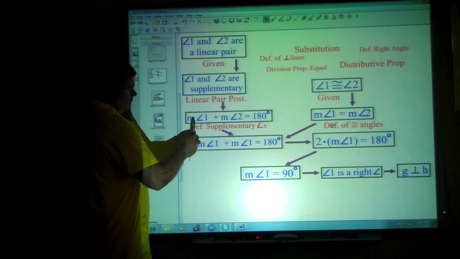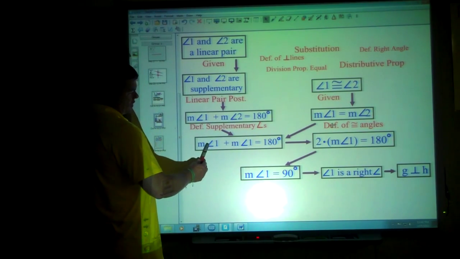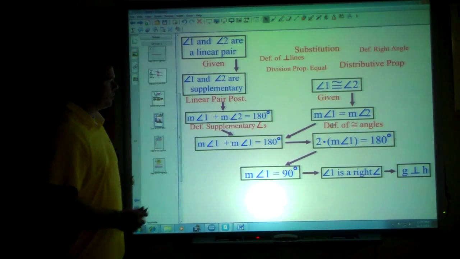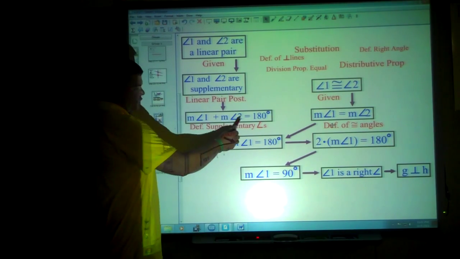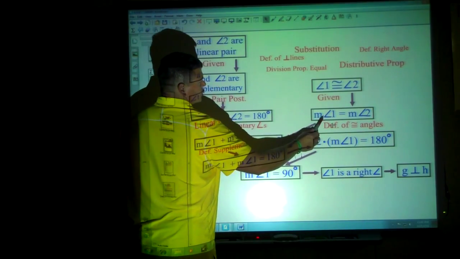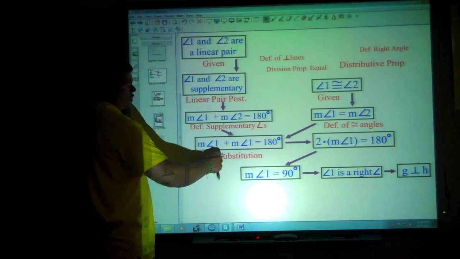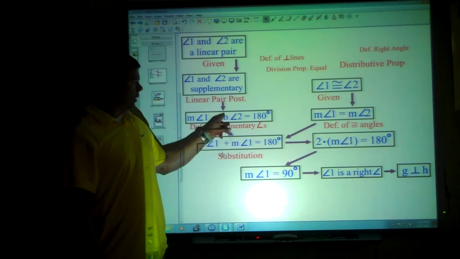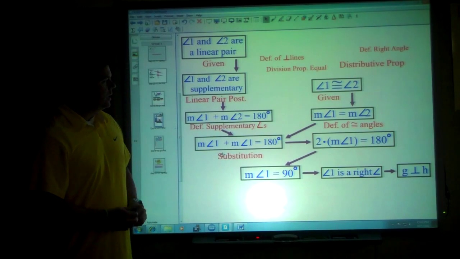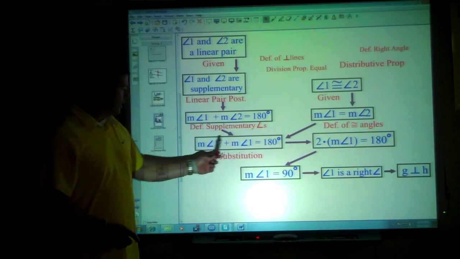So I have here the measure of angle 1 plus the measure of angle 2 equals 180. But all of a sudden it says the measure of angle 1 plus the measure of angle 1. Which means the measure of angle 2 got replaced, and it got replaced with what the measure of angle 2 equals, which is right here. So we're now talking about substitution. I substituted the value, or I put in measure of angle 1 right there.